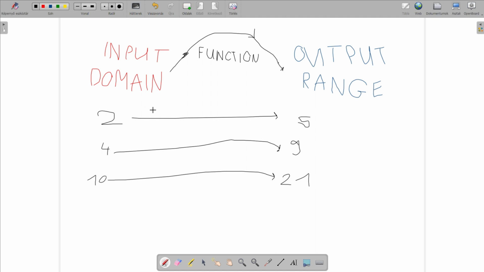So what's the rule here? Well, you might have already realized that we multiply by 2 and then we add 1. Because 2 times 2 is 4 plus 1 is 5. 2 times 4 is 8 plus 1 is 9. 2 times 10 is 20 plus 1 is 21. So this is basically a function. It gets us from an input to an output, from the domain to the range. That's what a function does. You put in something and you get out something.